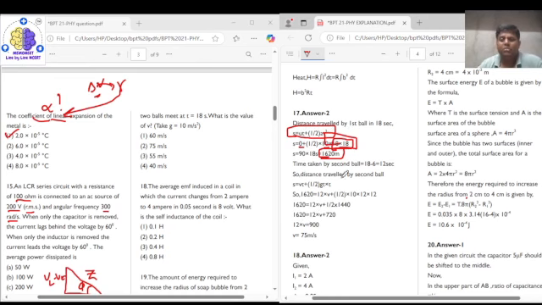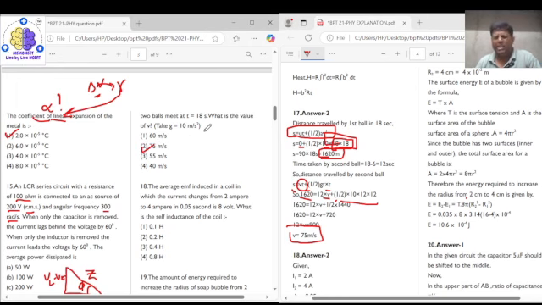Now for the second ball, we have s = ut + half at square. So u here will be equal to v. Solving this, because both the balls are meeting each other, the displacement for the second ball will also be equal to 1620. So 1620 is equal to ut plus half at square. Putting the values, we get the value of v as 75 meter per second. So the correct answer for question number 17 is option 2, right?